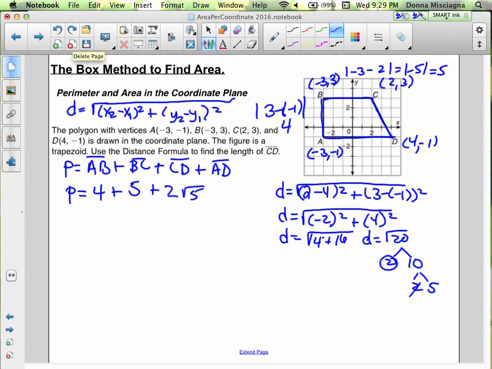And then finally, the last length, AD. Since the y coordinates aren't changing, the difference in the x coordinates, -3 minus 4, is the absolute value of -7, or 7. Now let's add this together. 4 plus 5 is 9, plus 7 is 16. If we wanted a decimal equivalent, we could combine these two terms, or we can leave it like that because we can't add those together: one has a radical and one doesn't. So let's just leave our answer as 16 plus 2 square roots of 5.